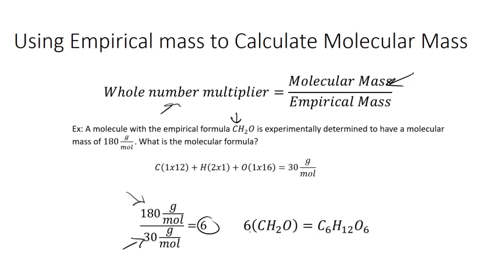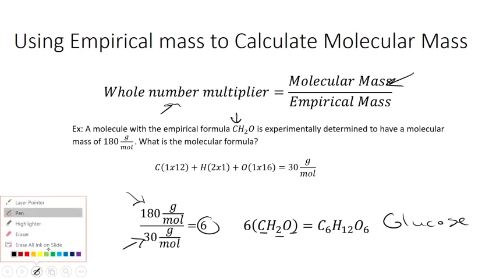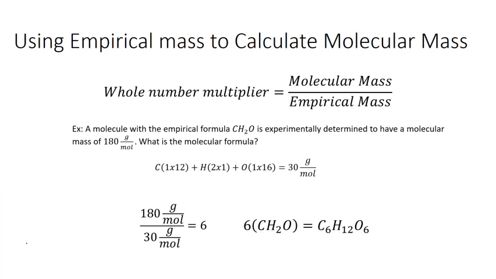And so when we multiply all these subscripts through by 6, we get C6H12O6, which hopefully is a familiar formula to you all, because this is glucose. All those great memories of biology flooding back to you as we say the name glucose. Okay, so that's using empirical mass and molecular mass to calculate a whole number multiplier to figure out the molecular formula.